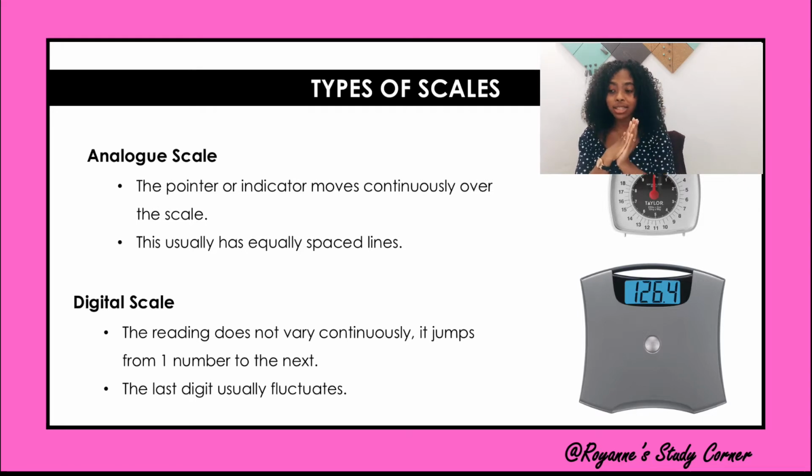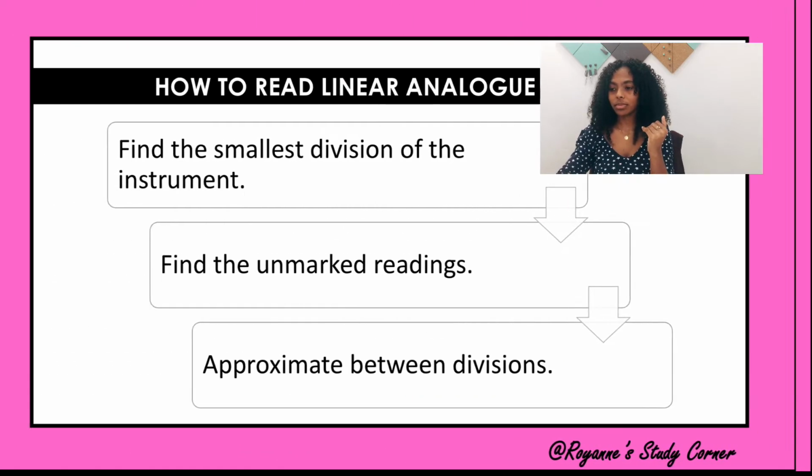A digital scale, the reading does not vary continuously. The last number will just change. So just like the alarm clock that you may have at the side of your bed, the last number will just change every time. All of the numbers aren't going to change continuously.